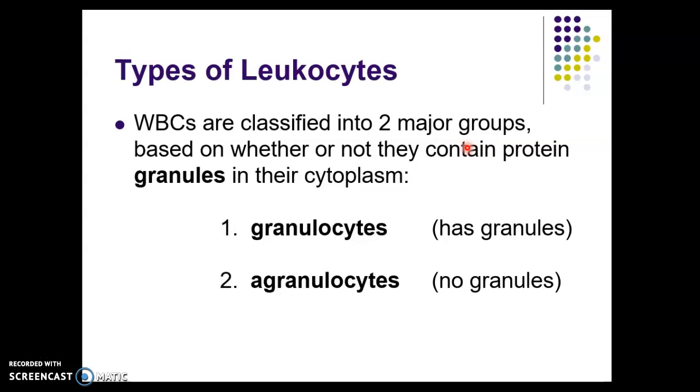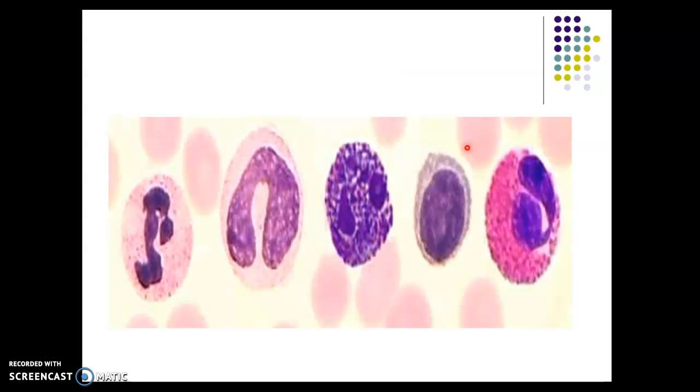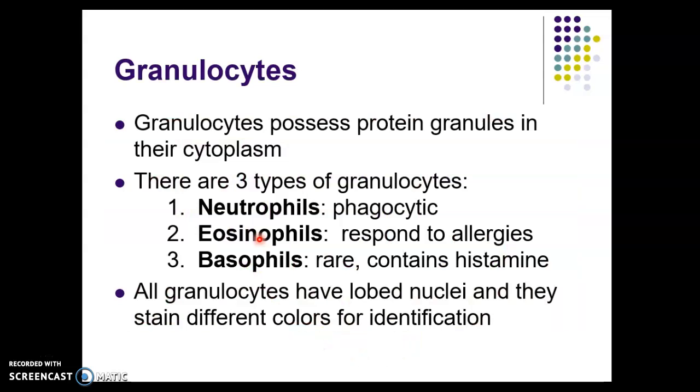So white blood cells, as I said, are broken into 2 different classes. They're either granulocytes or agranulocytes. Granulocytes mean they have granules. Agranulocytes means they do not have any staining granules. And these are our 5 main ones. Okay, we have 1, 2, 3 granulocytes and 1, 2 agranulocytes.